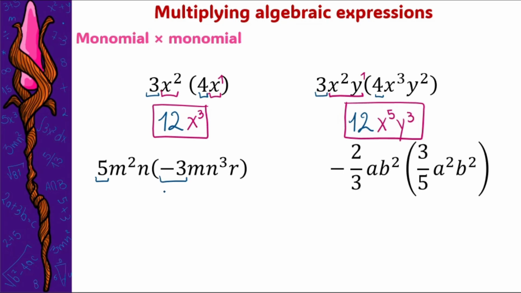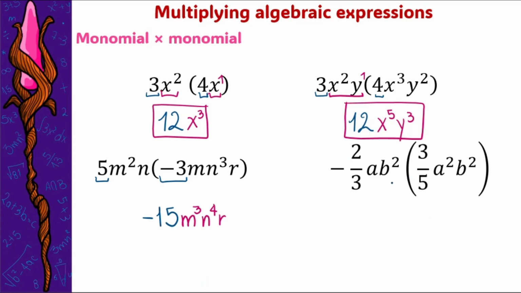Another example here, we have to take into account the signs. 5 times minus 3, so it's going to be minus 15. And then the variable part, m squared times m to the 1, 2 plus 1 is 3. n to the 1 times n cubed is n to the 4. And r, we don't have it in the first monomial, so it's like having it to the 0. So we just take the 1 that exists. So basically we just need to write r.